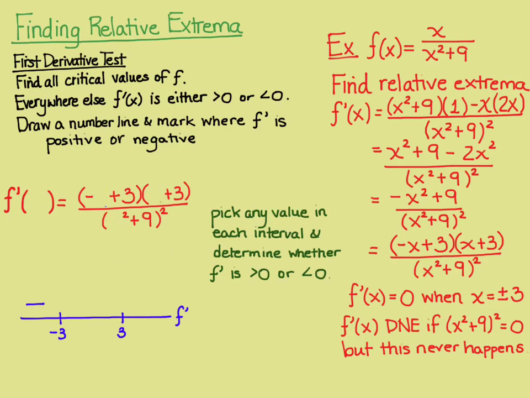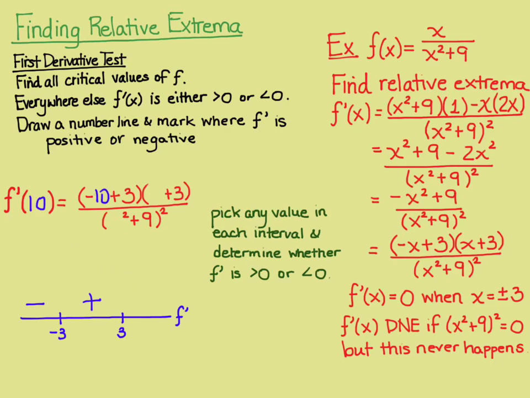Now I'm going to do the same process, but with a number between negative 3 and 3. My favorite number in that interval is 0. So looking at whether each part is positive or negative again, I get that 0 plus 3 is positive in both of the numerator parentheses, and the denominator we know is always positive. So we have a positive over a positive, which is positive. So above the interval from negative 3 to 3, I put a positive.